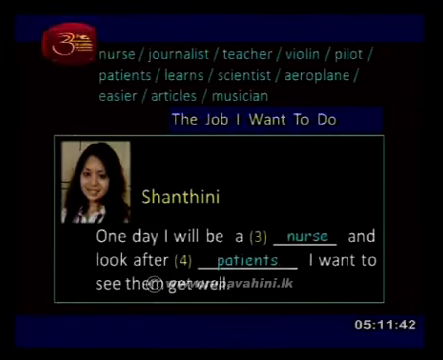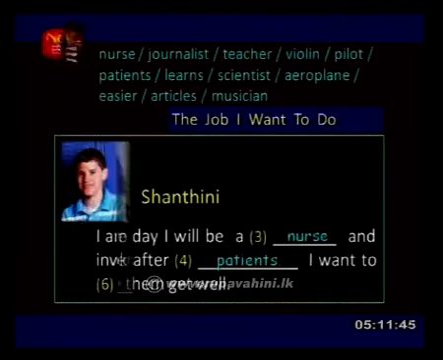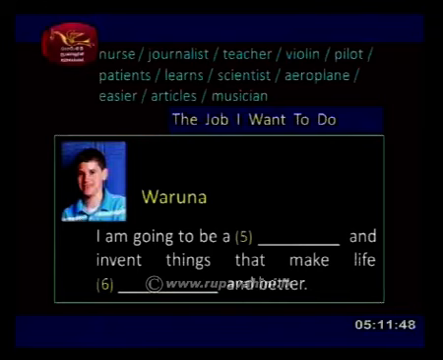Yes. The next one. Yes, Andrea? I am going to be a blank and invent things that make life blank and better. Okay. What are the clues here? Invent things. Who invent things, children? Scientists. So that is easy. Then the next one. And then they make our life better and easier. Right. So can you read the correct sentence? I am going to be a scientist and invent things that make life easier and better.